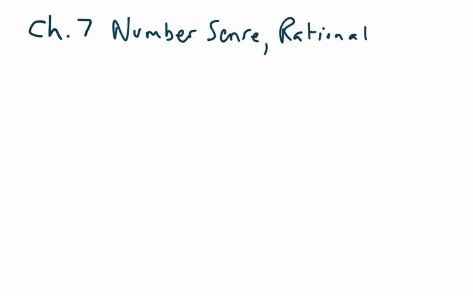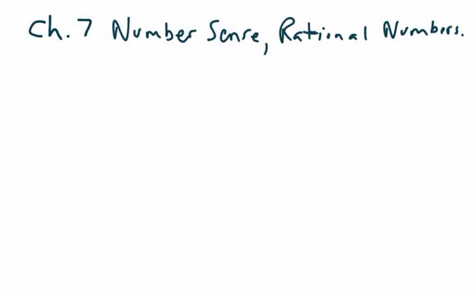So chapter 7 is number sense, rational numbers, and irrational numbers. And don't worry about it. Number sense, in all honesty, is going to be things like which number's bigger, which number's smaller. You get into prime numbers, composite numbers, stuff you saw last year. Rational numbers, we'll talk about towards the end of the chapter.